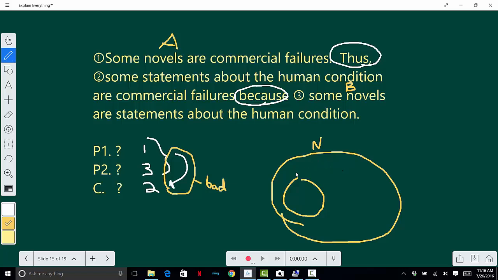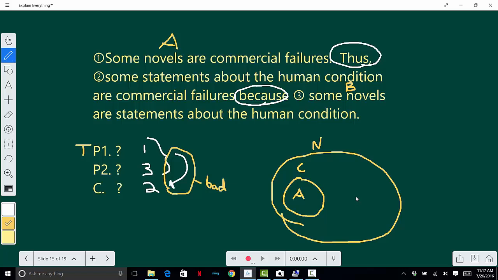Let this be things that are both novels and commercial failures. And suppose that there's only one novel that's there, namely A. In this set of circumstances so far that I'm drawing up, it turns out that our first premise is true.